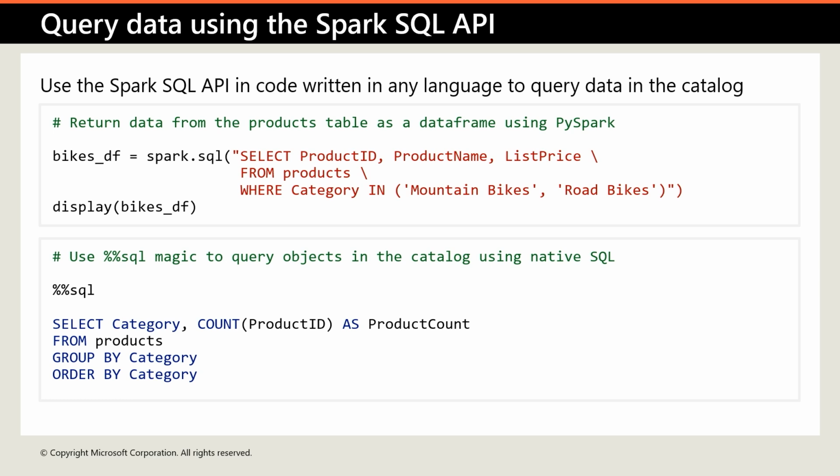Here is the SQL code snippet that can be used in a notebook. Simply use the %%sql magic command to run SQL code that queries objects in the catalog. Here we are querying the category field and then counting the product ID field and making a new field called product_count in our result set, all from the products table, grouping and ordering by category. The results will count the number of products by category.